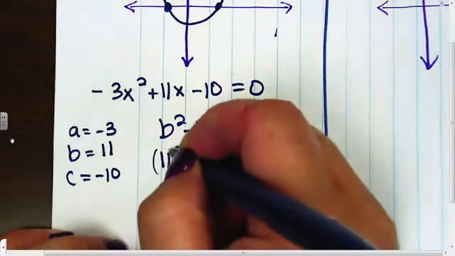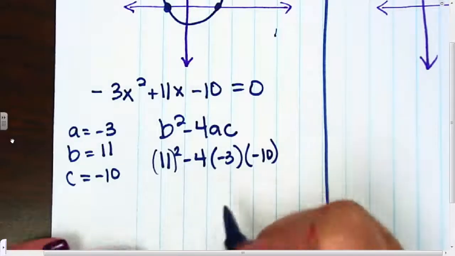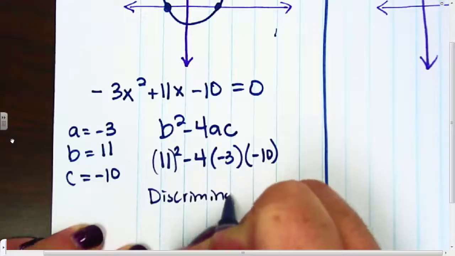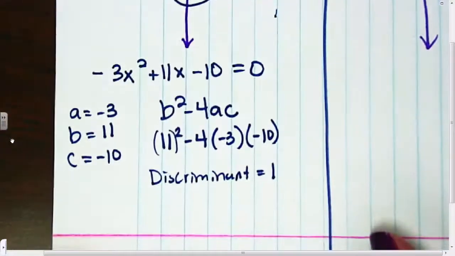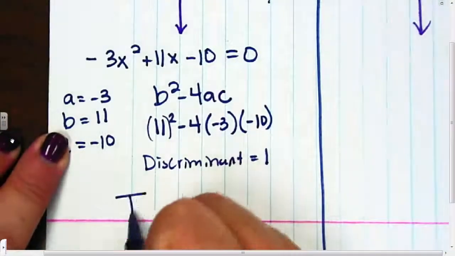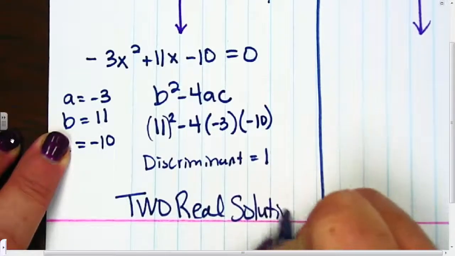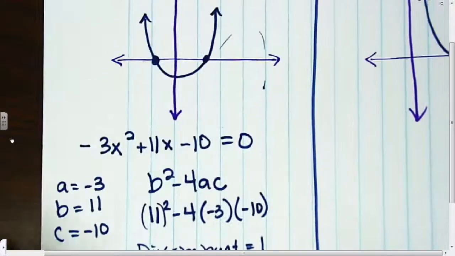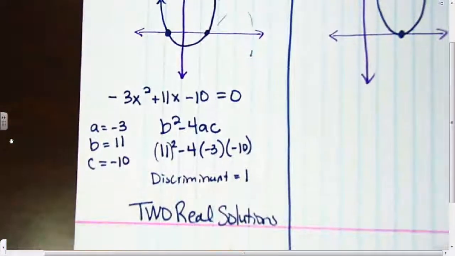You type all of this into your calculator. Now on this 11, if it had a negative sign, I would want to make sure it has parentheses. So on this one, my discriminant, my b squared minus 4ac, gives me the answer of 1. This number is greater than 0. Since it's greater than 0, it has two real solutions. And remember, solutions are the same thing as roots, because that's telling me that it crosses the x-axis in two places. So it has two real roots because my discriminant was greater than 0.